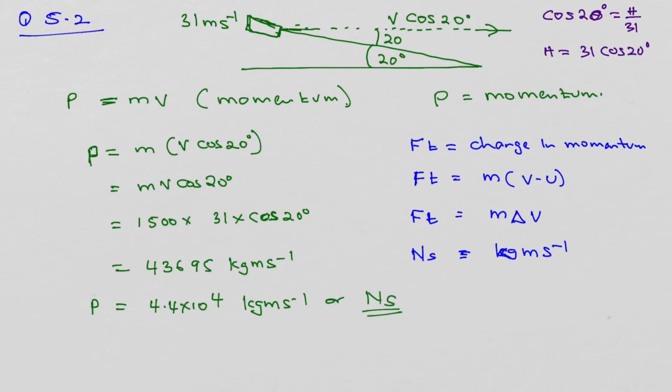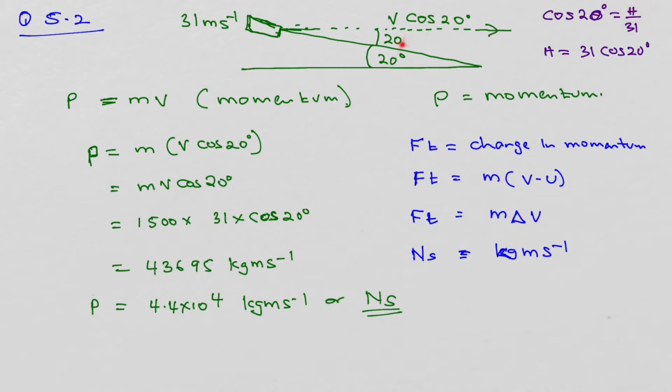Question 5.2. We need to calculate the component of the momentum of the test vehicle in a direction along the line of the safety barrier, and we need to give an approximate unit for the answer. So we're calculating momentum, and momentum is mass times velocity, but we need to resolve the velocity. So the initial velocity coming through, we need to resolve that horizontally using cos 20 degrees equals adjacent over hypotenuse.